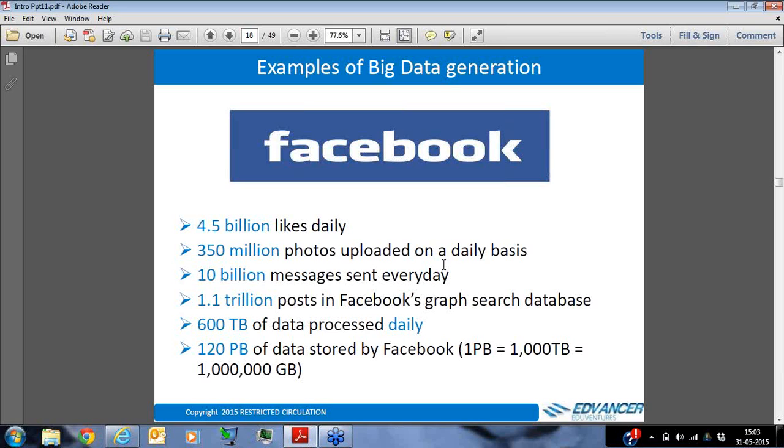How much is 1 petabyte of data? 1 petabyte is 1000 terabytes, which is equivalent to a million gigabytes. So 120 million gigabytes of data is what Facebook stores today, and every day it is processing a further 600 terabytes. So Facebook obviously cannot use ordinary hardware, ordinary frameworks or a normal relational database management system to store, analyze and process all this data. It has to use specialized frameworks meant to work on big data, which is known as Hadoop. We'll come to that shortly.